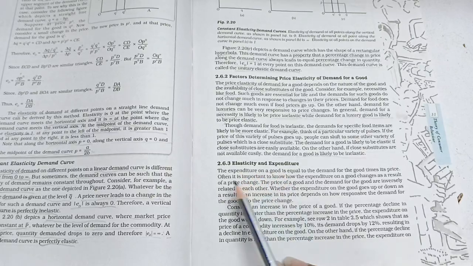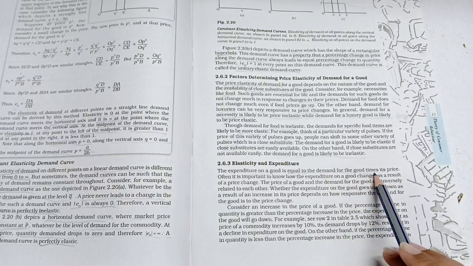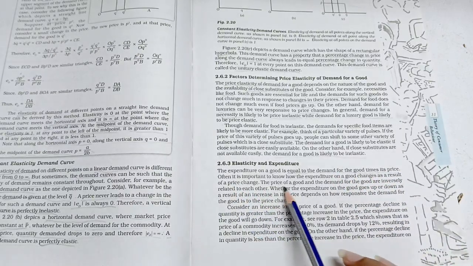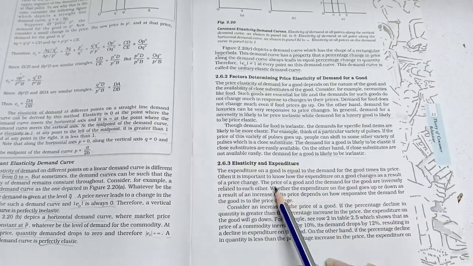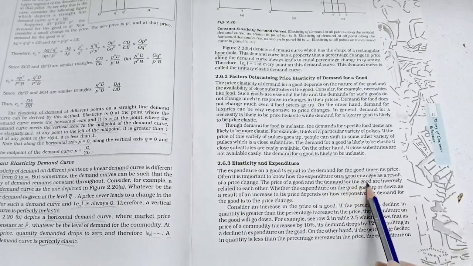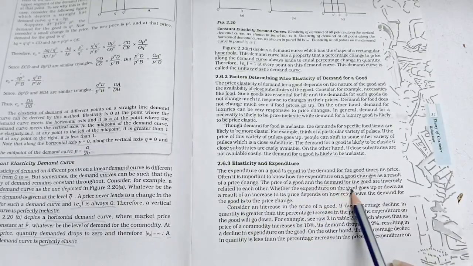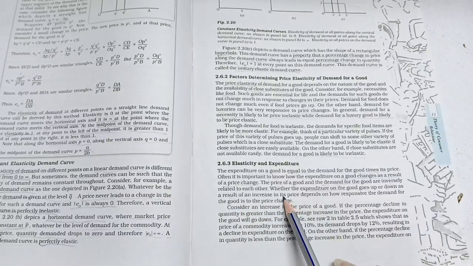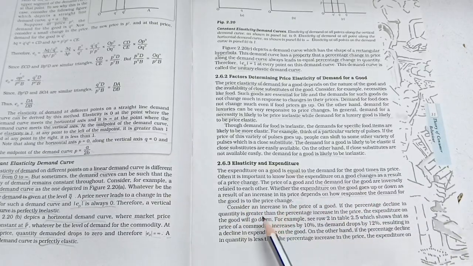Elasticity and expenditure. The expenditure on a good is equal to the demand for the good times its price. Often it is important to know how the expenditure on a good changes as a result of a price change. The price of a good and the demand for the good are inversely related to each other. Whether the expenditure on the good goes up or down as the result of an increase in its price depends on how responsive the demand for the good is to the price change.